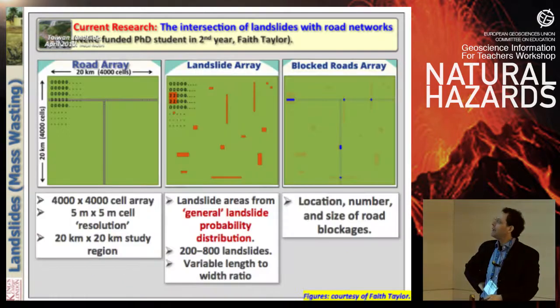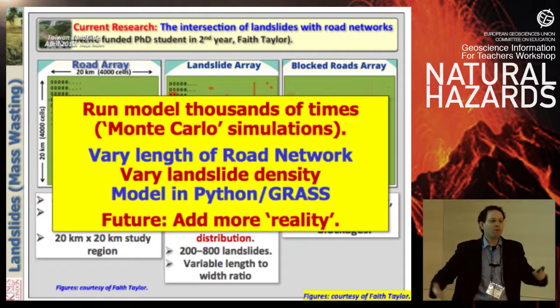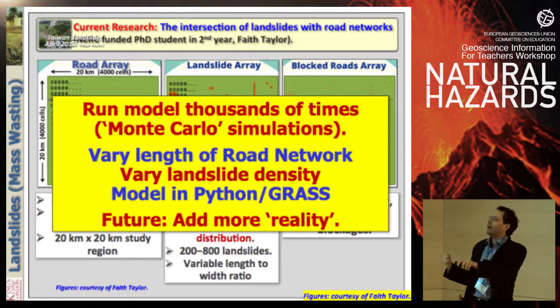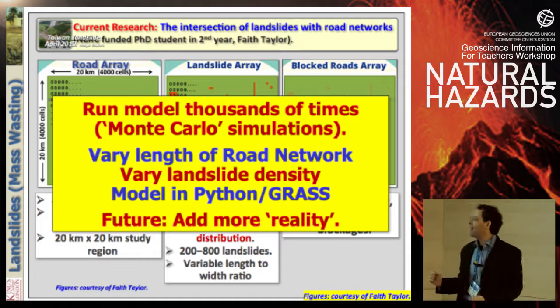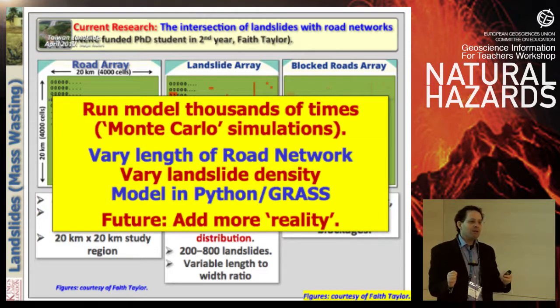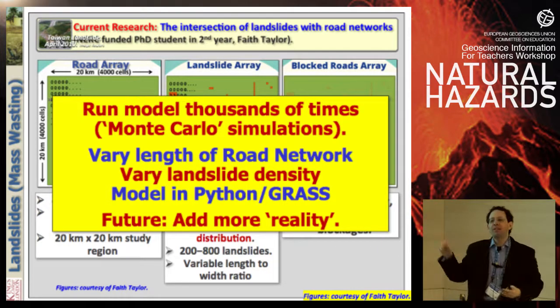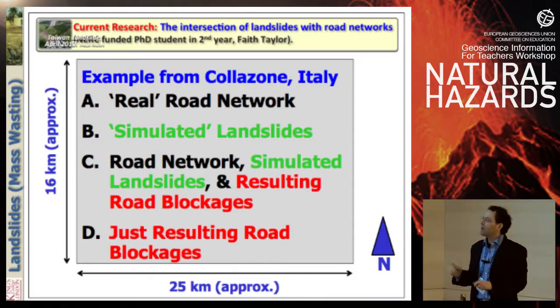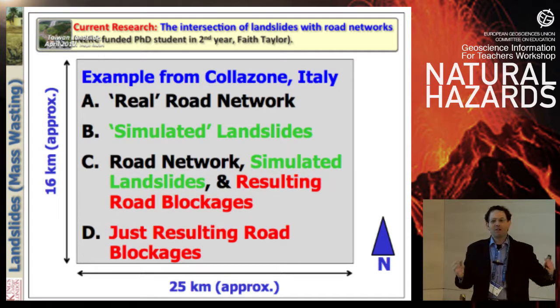And what we do is initially we put this in: here's a road, here are my landslides that I drop, and here are the roadblocks. And we do this thousands of times. We vary the road network, we vary the landslide density, we use an open source program to do this, and we add reality so that we count the number of times the road is blocked. And I'm going to show you a more in-depth example of this in a moment. So I'm going to show you now an example from Cortina, Italy. Excuse my pronunciation in Italian.